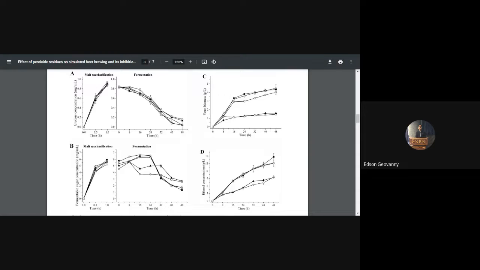And part C and part D showed that yeast biomass and ethanol production were affected by triadimefon and carbendazim. In part C, here the effect of pesticide residues on yeast growing is shown compared to control. Triadimefon and carbendazim don't control microbial growth. In part D, yeast use glucose to produce alcohol in all five groups. Similarly, triadimefon and carbendazim inhibit ethanol production.